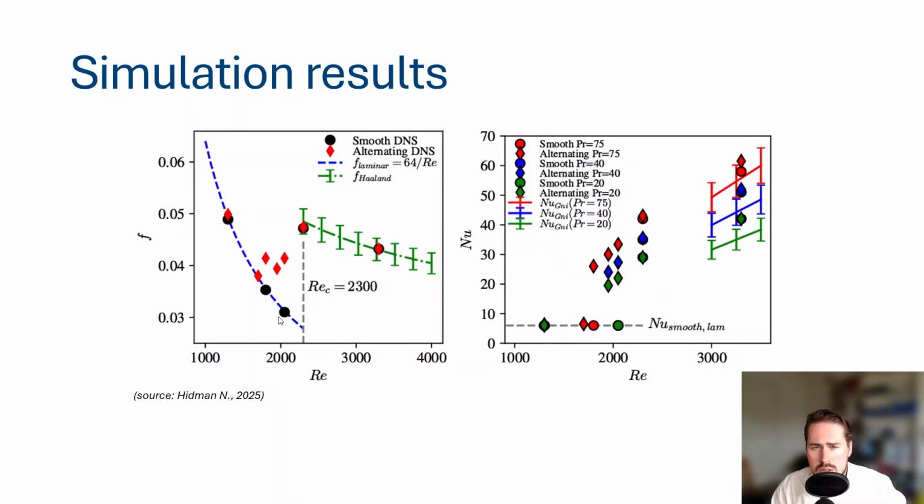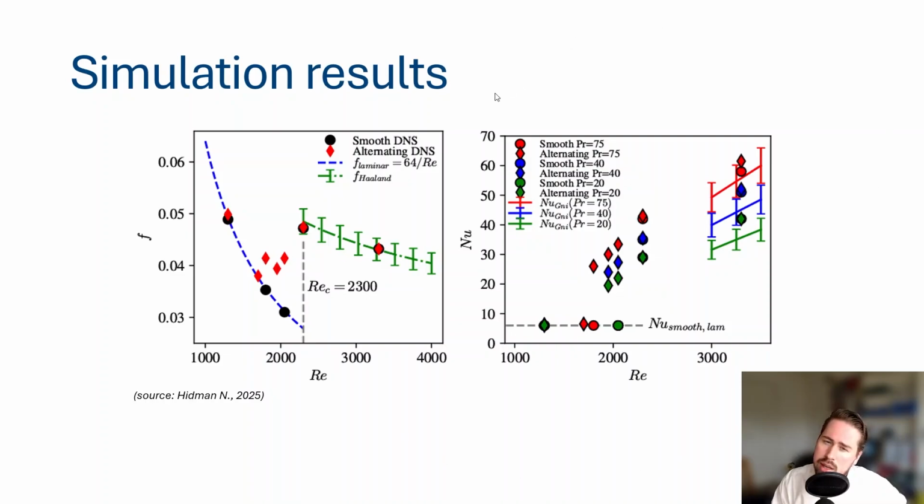We see the black dots, which were the numerical simulations for the smooth pipe. They follow this curve rather well. And then we see these diamonds here, which are for the Turbocollector, the pipe with the alternating fins, where you see that it deviates around 1,800 because the pipe starts becoming transient. It starts becoming turbulent, meaning that the friction factor also increases rather significantly here.